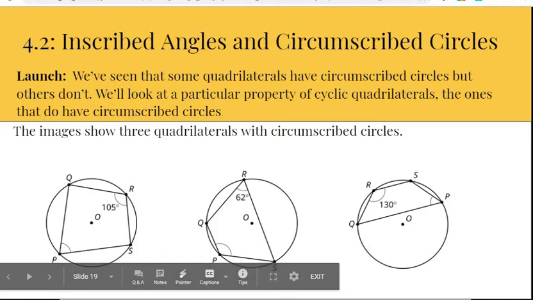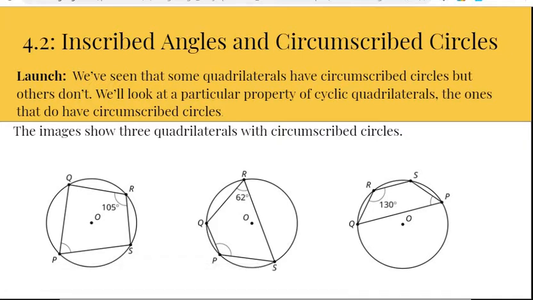Okay, next we're going to look at some more inscribed angles and circumscribed circles. We've seen that some of our quadrilaterals have circumscribed circles, but others don't. We're particularly interested in the ones that are cyclic, the ones that do have circumscribed circles. So take a look at these images on the screen right now. You have them on your activity page as well, and I want you to do a couple of things with them.